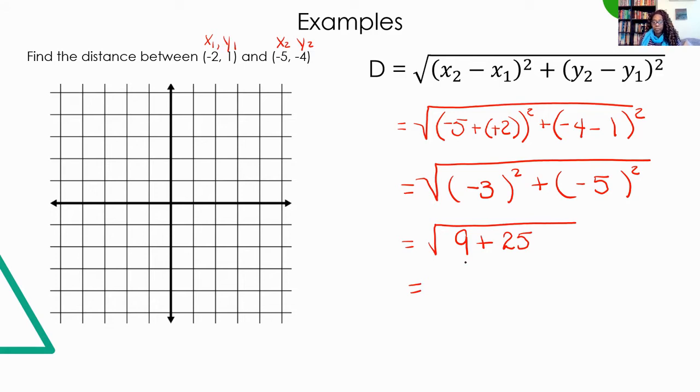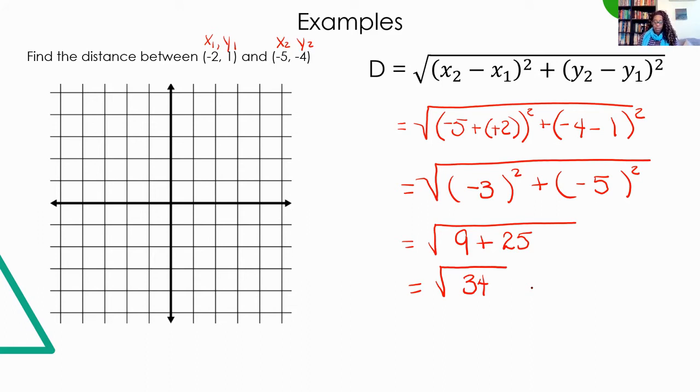So now I got my square root again. So we got our 25 plus my 9. So that gives me 34. So now we have the square root of 34. That's going to be the distance of those 2 points. Now, off the top of my head, do I know what the square root of 34 is? No, I don't, especially as a decimal.